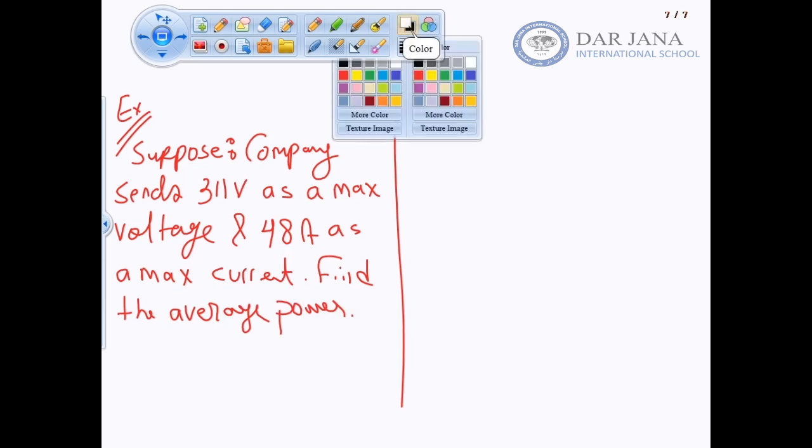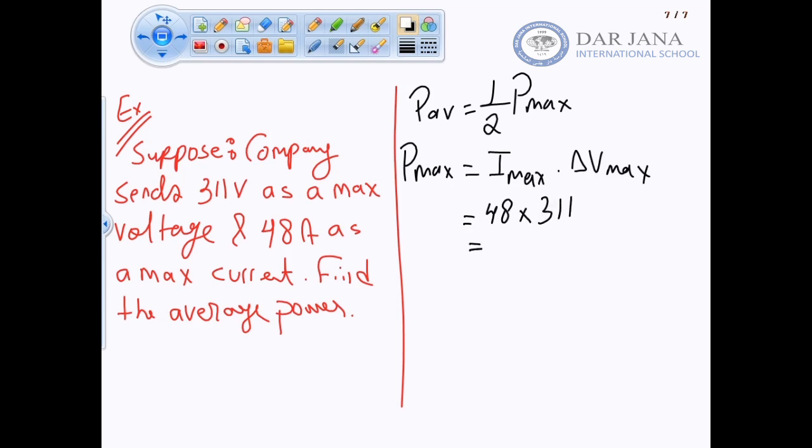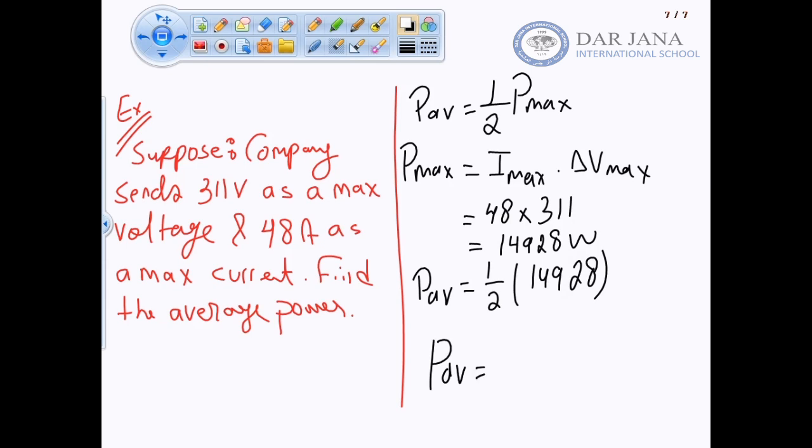We all know that the average power is defined as half the maximum power. So how can we find P max first? P max is I max times delta V max. P is I times delta V, but for max, it's max with max. So P max is equal to I max, which is 48, times 311. So the answer is going to be 14928 watts. So the average power is equal to half P max, which is half of 14928. So the average power is going to be 7464 watts.